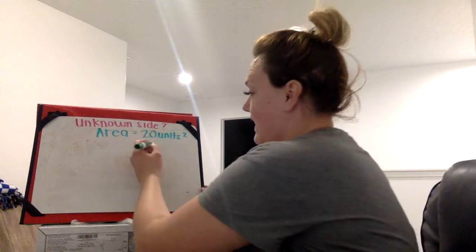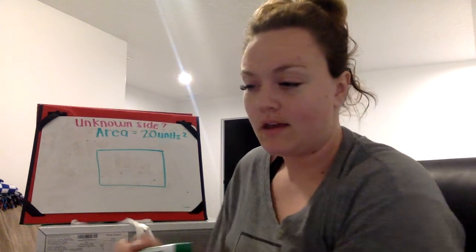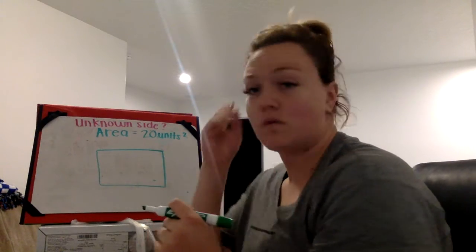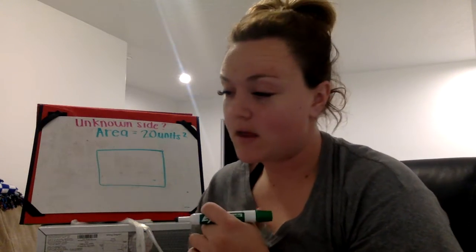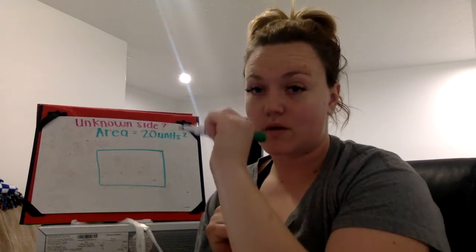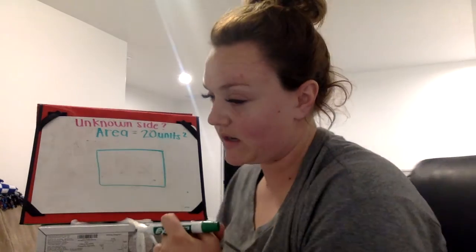Now we're going to talk about finding the unknown side, working with area, okay? I'm just going to keep working with 20 because why not? So, remember, area is just length times width, okay? So, we have 20 units squared, and I put units squared because, remember, we're working with a square. It could say centimeter square. That means each side is equal to each other, okay?